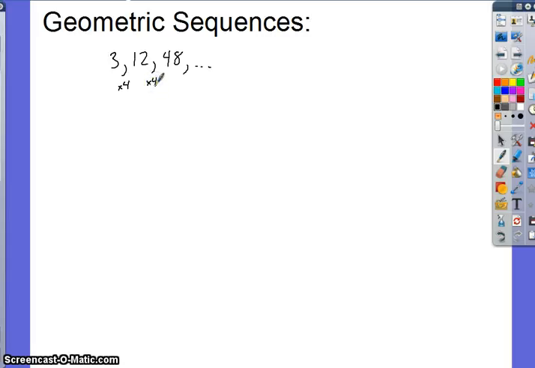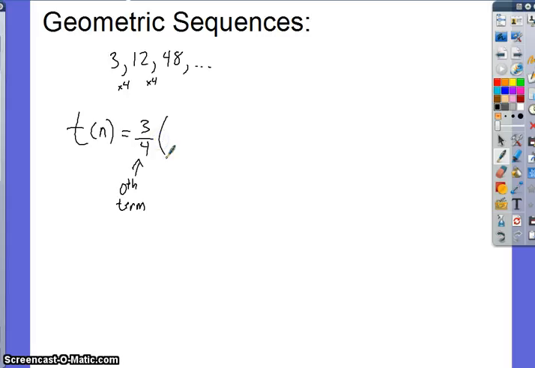All geometric sequences are of the form t sub n equals, and then we have to have our 0th term. So in this instance, we have to have the term before this. If I have the term before 3, to get to here I had to multiply by 4, so to go back I have to divide by 4. And so my 0th term is going to be 3/4.